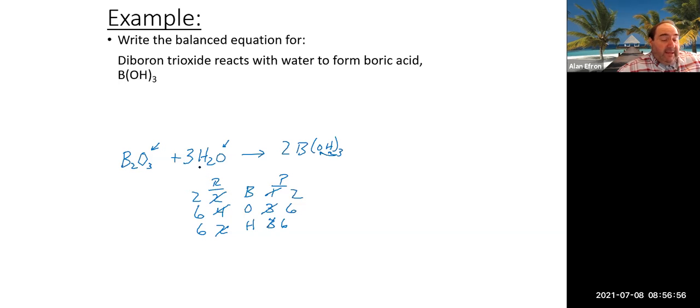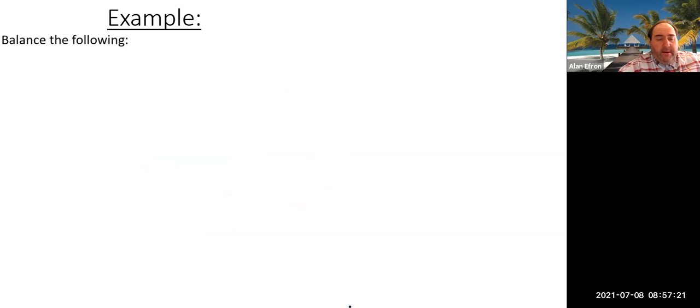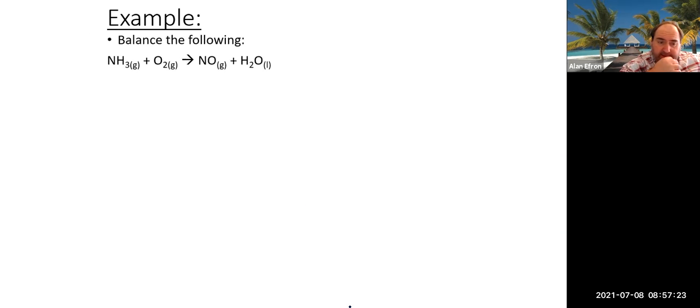So again, in this case, which sometimes happens a lot, by just putting the 3 to fix the hydrogen, we actually then also fix the oxygen at the same time. And this one then would be balanced. Any questions on any of those steps there? All right, so take a few minutes here and see what you come up with on this one.